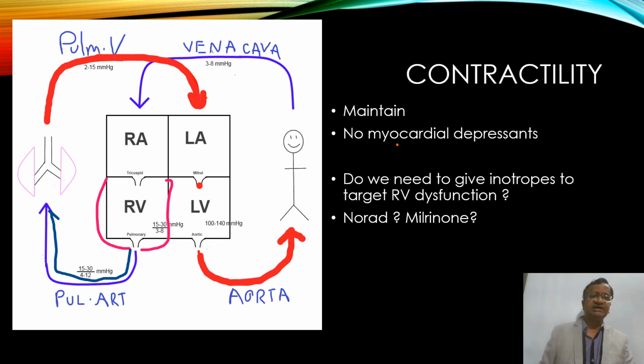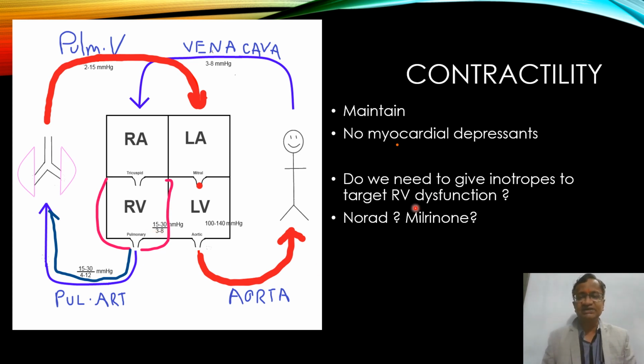Now, what is about contractility? So, again, you see mitral stenosis, aorta is coming, again, pulmonary vein. So, maintain no myocardial depression, don't depress the heart. Do we need to give inotropes because LV is okay and LV inflow is pushing out? So inotropes may not help much. But if there is an RV dysfunction, we can go for NORAD or milrinone, which will not cause SVR problems.